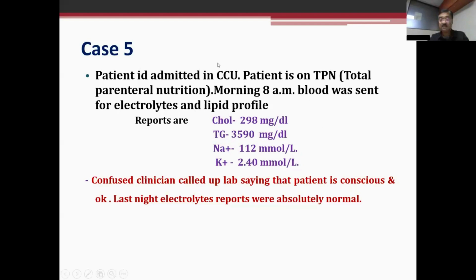And what happens? As you know, severe lipemia leads to pseudo-hyponatremia and pseudo-hypokalemia. So because of this high TG, or highly lipemic sample, the sodium and potassium came very low. If you have trained your nurses properly, the lipid profile sample should have come at 8 p.m., not at 8 a.m.